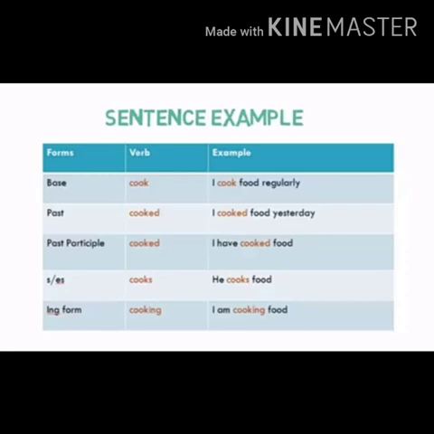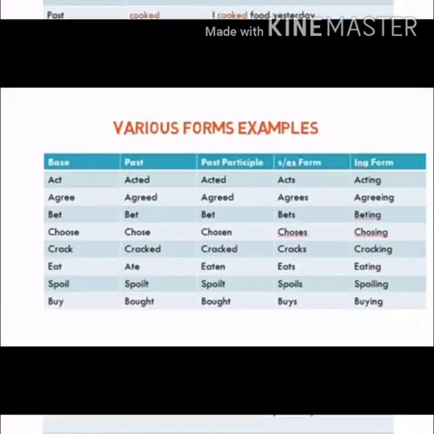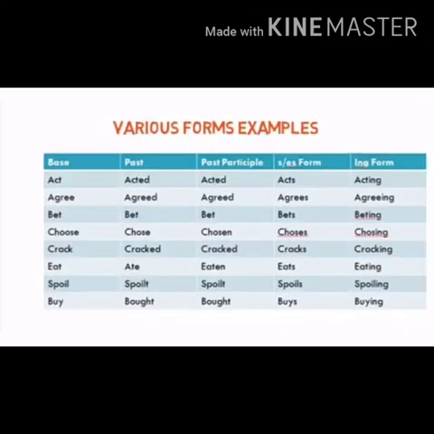In the next, s or es means cooks. When it is third person singular, we have to use cooks. He cooks food. Next is ing form, cooking. I am cooking food. Now students, again the three forms of verb are divided into two kinds. First is regular verb and second is irregular verb.